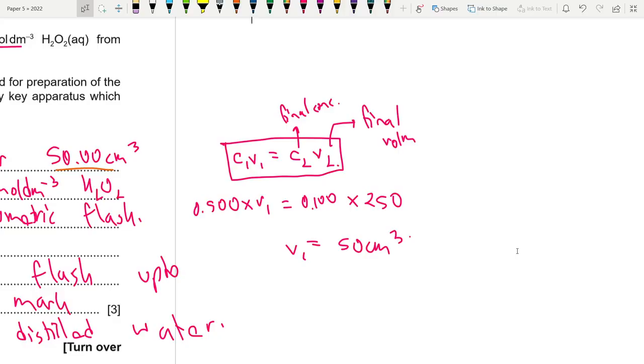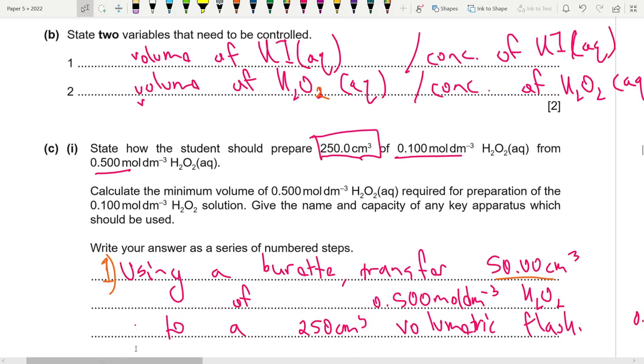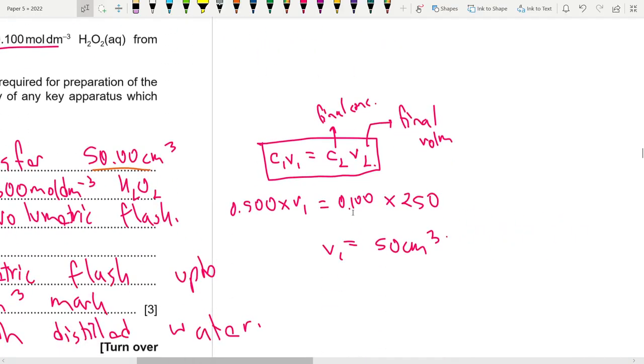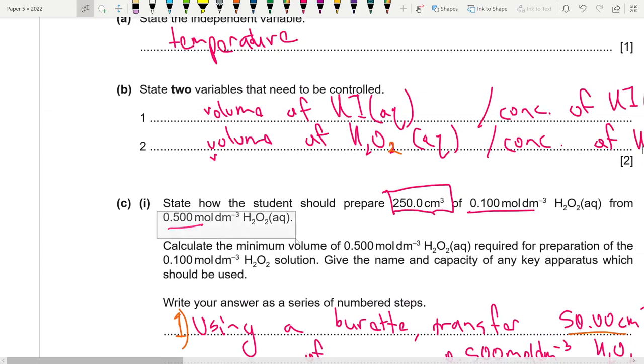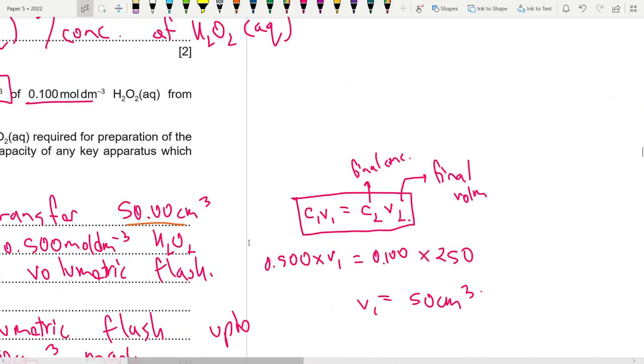So this is the formula C1V1 equals C2V2, where C2 is the final concentration that we want, V2 is the final volume that we want, C1 is the initial concentration of the reagent that we used, and V1 is the unknown volume that we're going to find out. For example here, what's the final volume and concentration that we want? We want 250 cm³ of this 0.1 mol per dm³ solution. That's why in C2V2 I wrote 0.1 into 250. And what's the initial concentration that we had? We had 0.500 mol per dm³. Does that make sense?